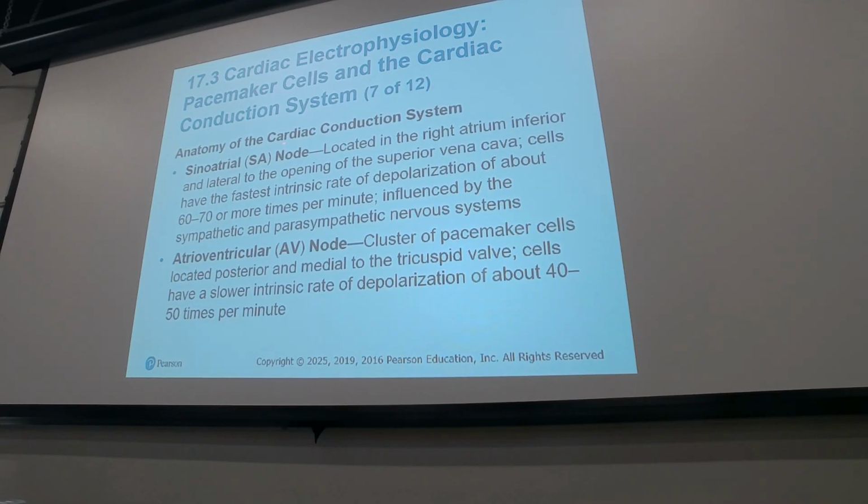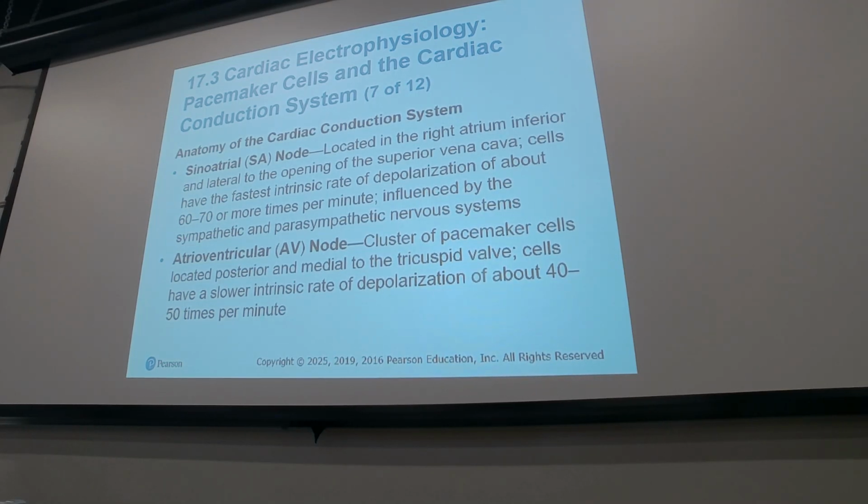And now, the SA node sends the signal to the sides so that the atria can contract through the internal pathways. And then the SA node, after that, sends the signal into the AV node, which is located at the base of the tricuspid valve, posteriorly. And this AV node basically makes our heart beat 40 to 50 times per minute. So it has a slower heart rate than the SA node.